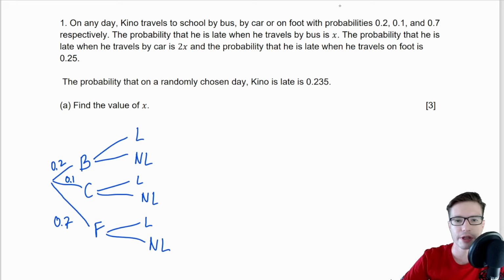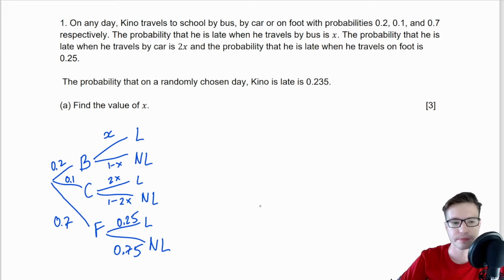The probability to be late if he travels by bus is x. So not late will be 1 minus x. He's late if he travels by car with 2x. So 1 minus 2x if he's not late. And last but not least, he's late if he travels by foot, where the probability is 0.25. So that means the probability of him not being late in that case is going to be 0.75.